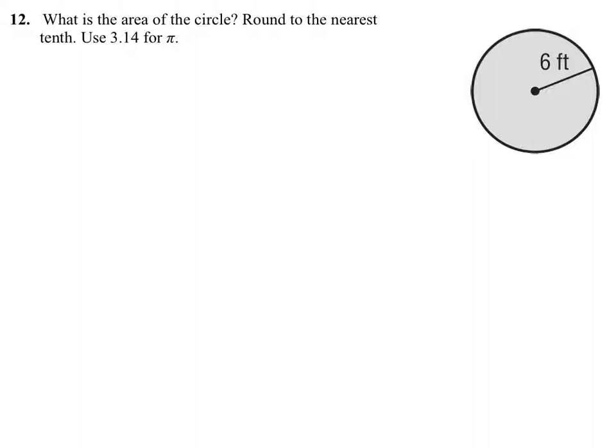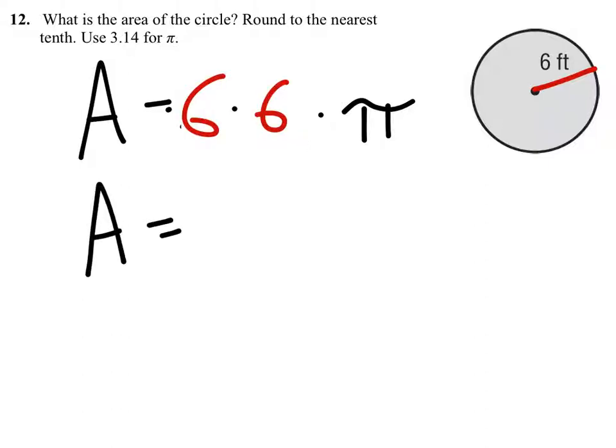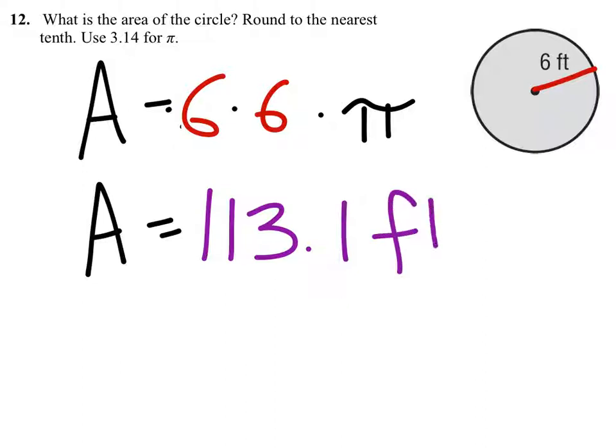What is the area of the circle? Round to the nearest tenth. So area is the same as radius times radius times pi. We know the radius because it gave us the radius. So I'm going to replace both radii with 6, and I can plug this directly into the calculator: 6 times 6 times pi. Alright, so I've rounded this to 113.1. And the label on this one is crucial because if you get it wrong on the test, you're going to lose a point. It's not just feet. This is area, which is 2-dimensional, so it's feet squared.